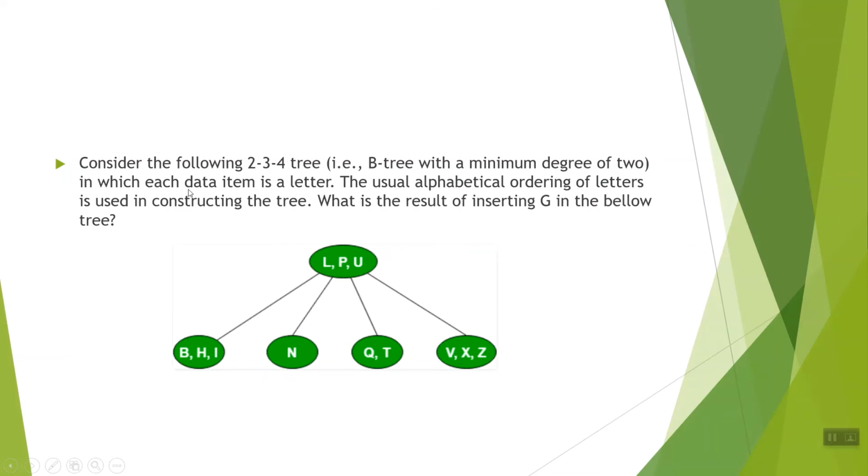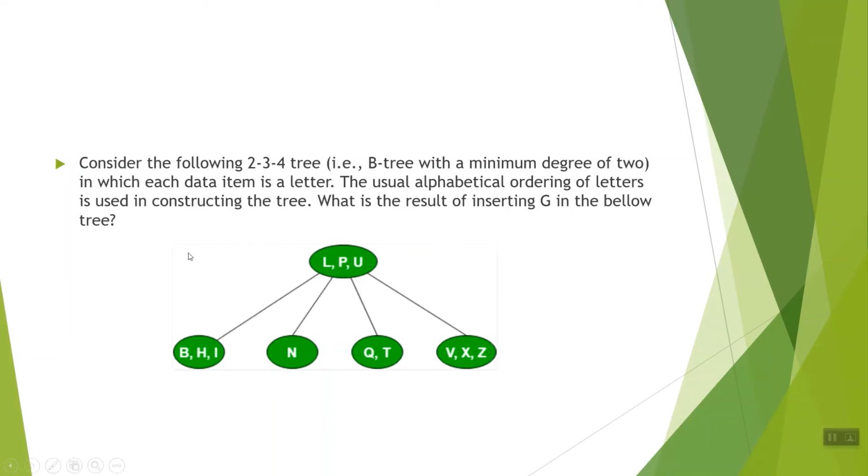Okay, the next, consider the following 2 3 4 tree, a B tree with minimum degree of 2, in which each data item is a letter. The usual alphabetical ordering of letters is used in constructing the tree. What is the result of inserting G in the below? So this is the tree. The degree can be 2, 3 or 4. That means a maximum of 4 pointers can be there, and a maximum of 3 keys can be there.